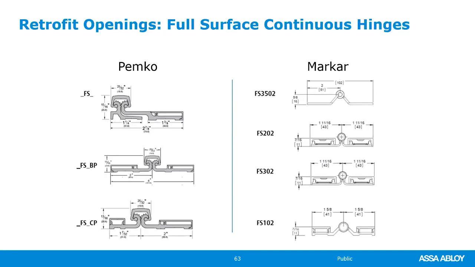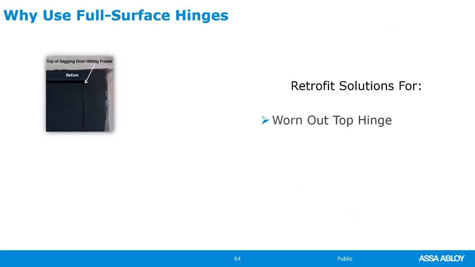Now, the full surface continuous hinges. I have pictured on the left the geared, pictured on the right the pin and barrel. If you look at your door, and the top part of the door is rubbing against the frame, you're looking at a worn out top hinge. As we discussed at the beginning of the presentation, the top hinge of an opening is responsible for about 70% of the door weight. If the top hinge is constantly going bad, then installing a full surface continuous hinge will alleviate the sagging issue by replacing the hinges and evenly distributing the weight of the door in the opening.